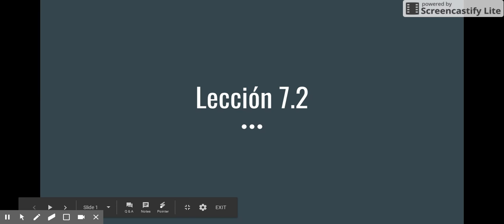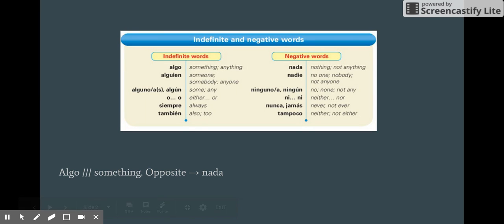For lesson 7.2, the main topic is indefinite and negative words. The most important part of this section for now is simply the vocabulary. It's very key to understanding this because these are used a lot in Spanish. First, one thing to notice is just the English definition of each of these.